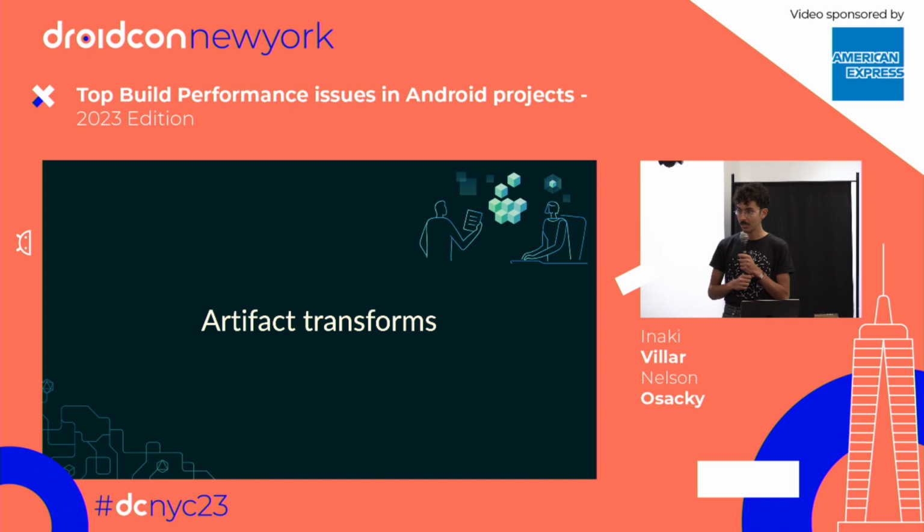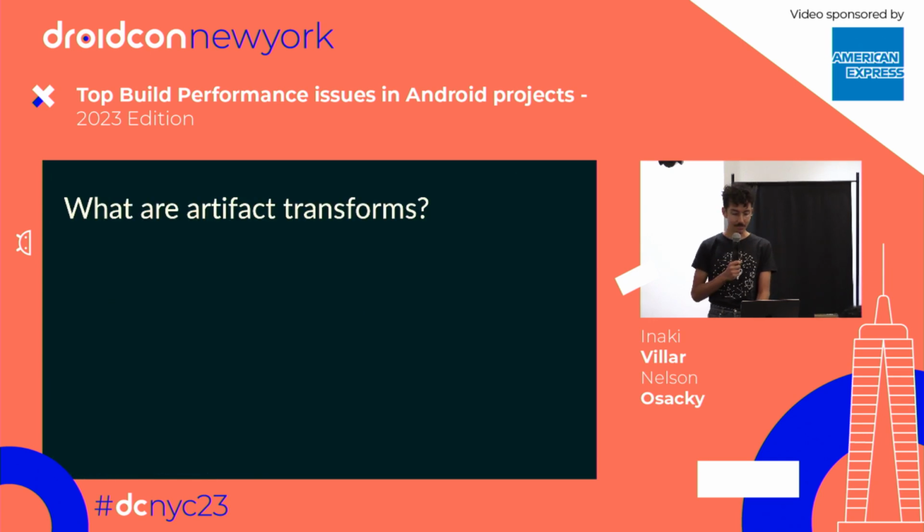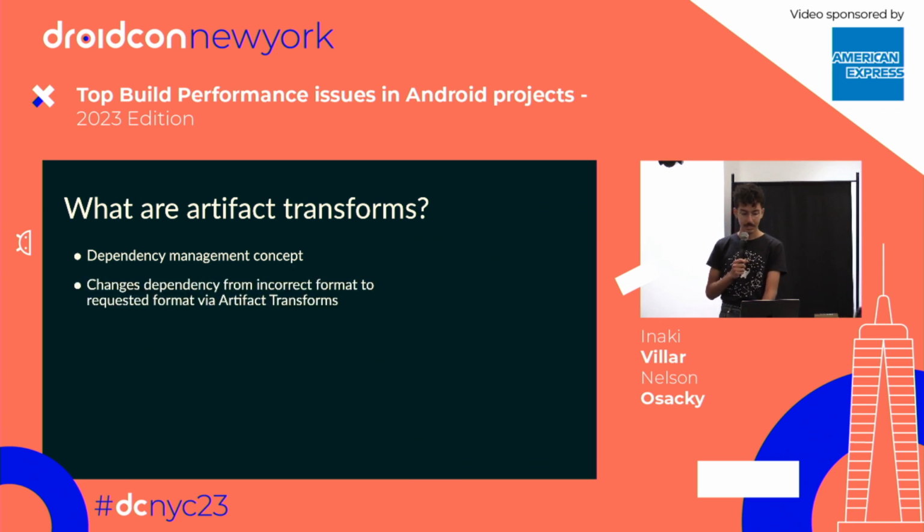And now I'm here to talk about another exciting new Gradle Enterprise feature for Android people, because we love Android. So before I get into this feature, I want to talk about what artifact transforms are. Artifact transforms are a dependency management concept, and basically they change a dependency from an incorrect format to a requested format. An example of this would be transforming a jar file into a DEX file.